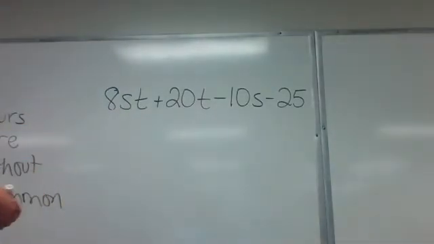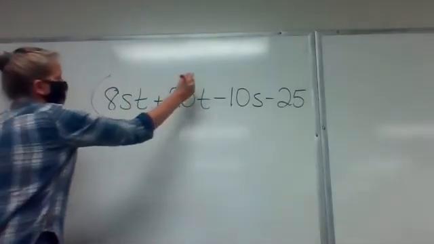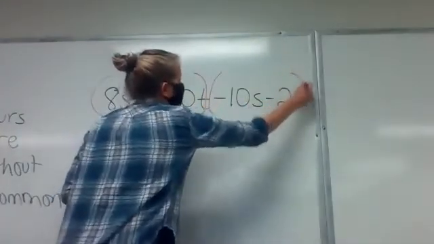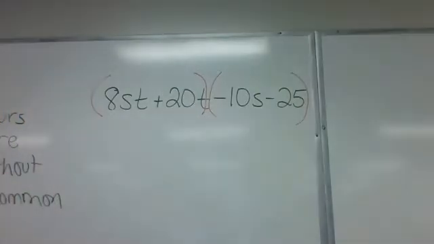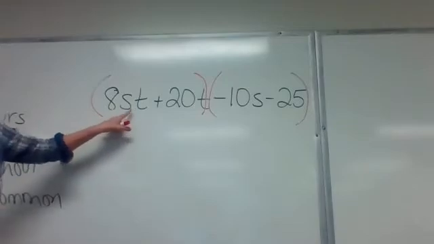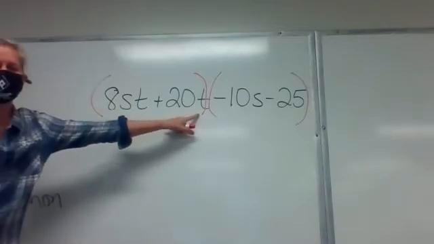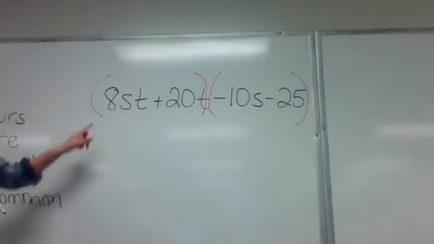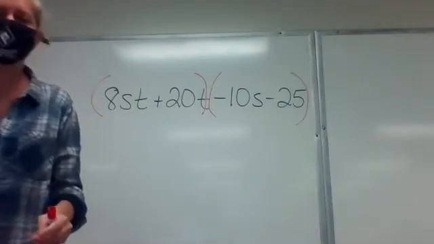What does that tell you? Factor by grouping occurs when there are 4 terms without anything in common. So let's put them in groups of 2. Looking at my first group, got 8ST plus 20T. So let's see, my numbers are 8 and 20.